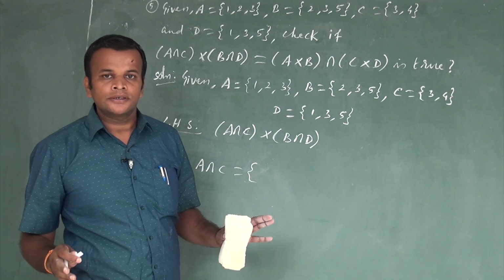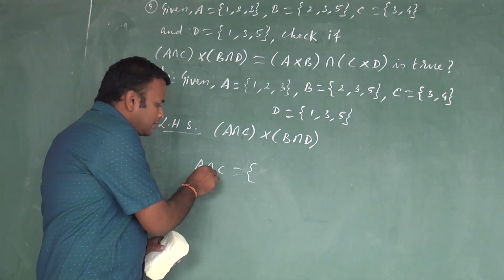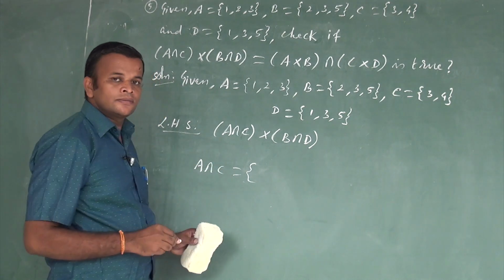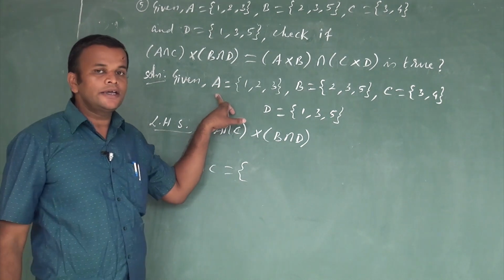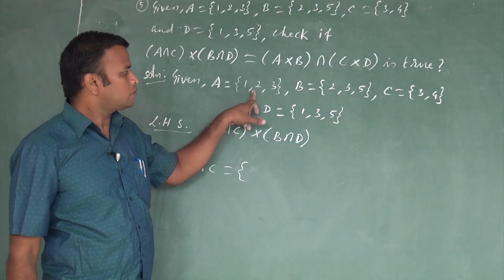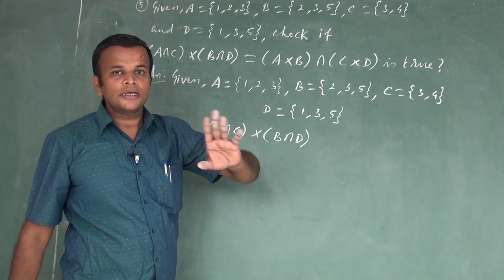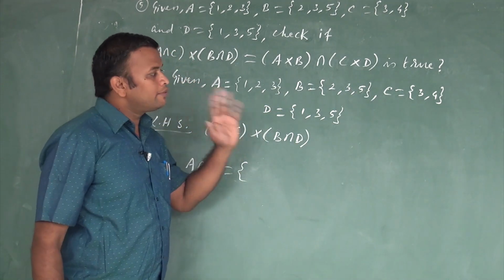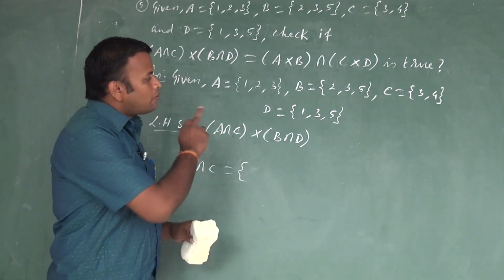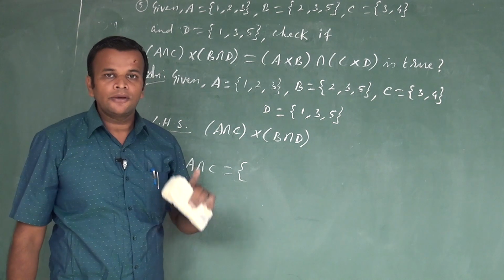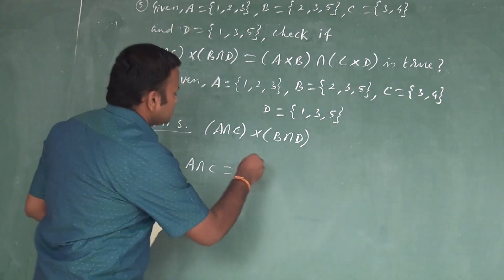What is the working rule to find the intersection? Intersection means common. So the common element in the given sets. What is the common element in A and C? Set A contains 3 elements: 1, 2, 3. And set C contains 2 elements: 3, 4. So what element is common in both A and C? Only one element. The element is 3.